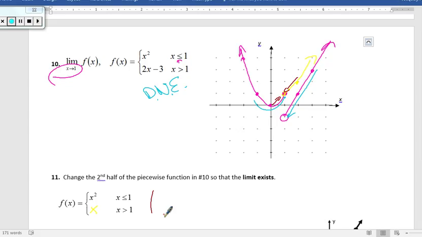Why don't you go ahead and give those a try at home, and you can check your answers with the key in Vision. And we will pick up on 10.2 next time.